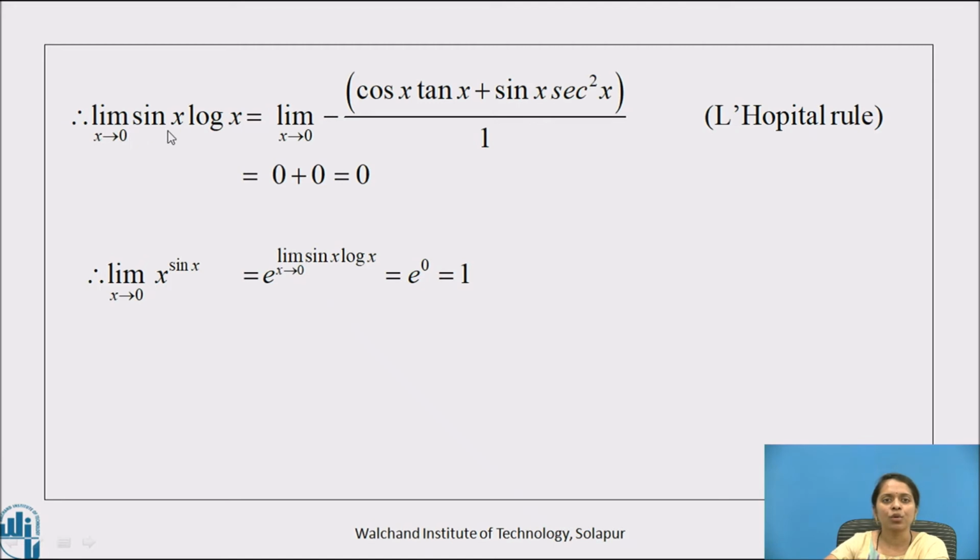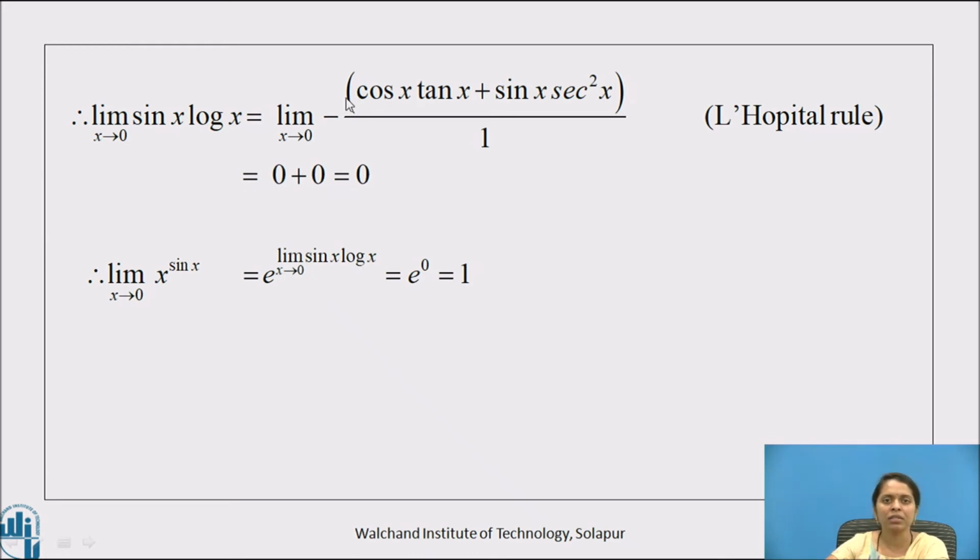Limit x tends to 0 sin x into log x is equal to limit x tends to 0 minus of cos x into tan x plus sin x into sec square x whole divided by 1. So, that is equal to 0 plus 0, which is again 0.